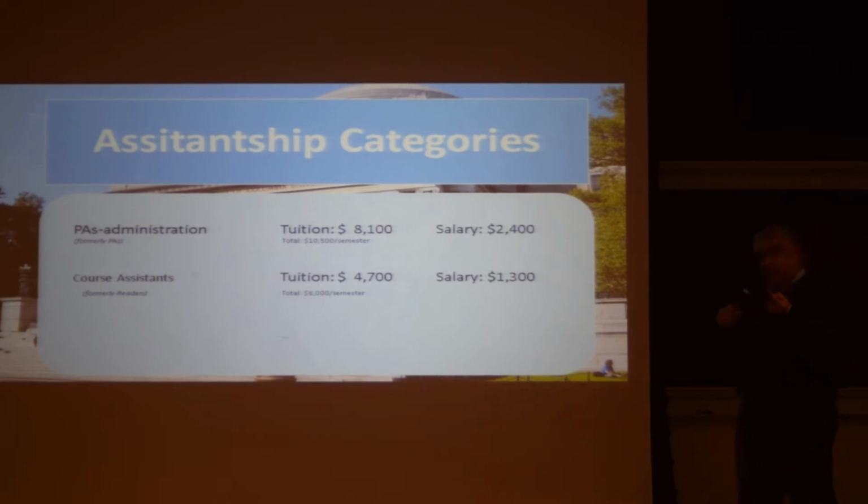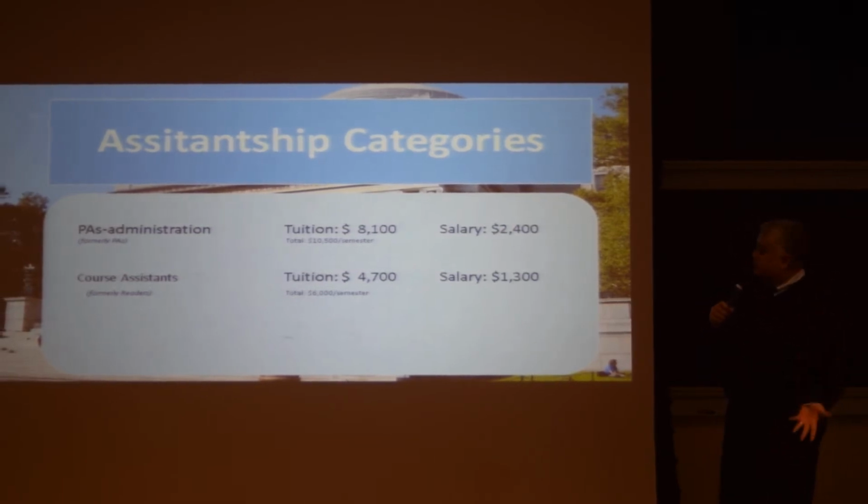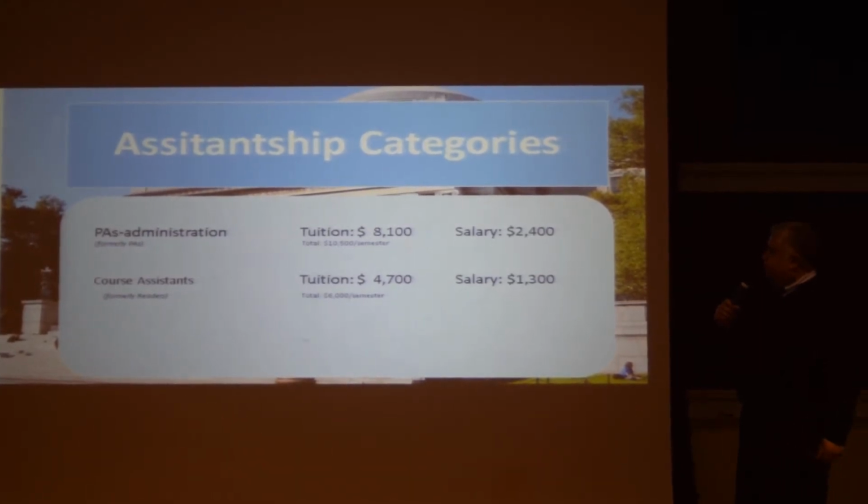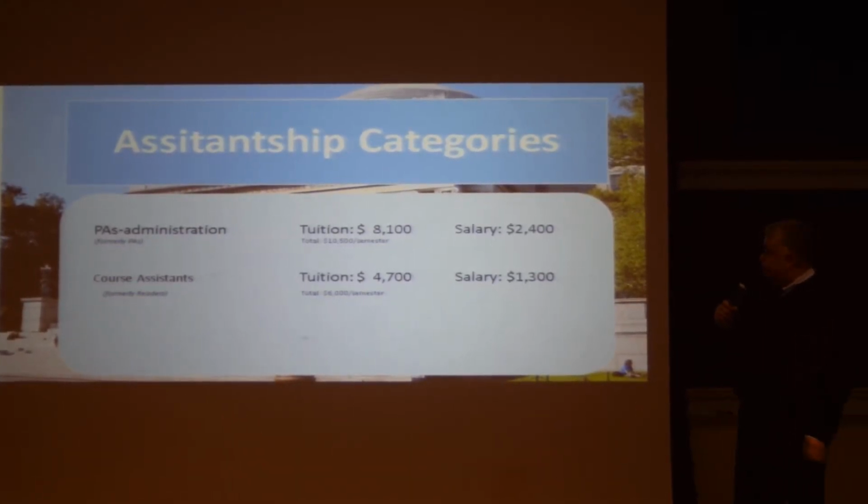And then we have two more categories. We have PAs for administration, which is what we always called PAs. These are students that work in offices, in our office, Office of Admissions, alumni, etc. Package remains the same, $10,500 for the semester, $8,100 is tuition, and $2,400 is salary.